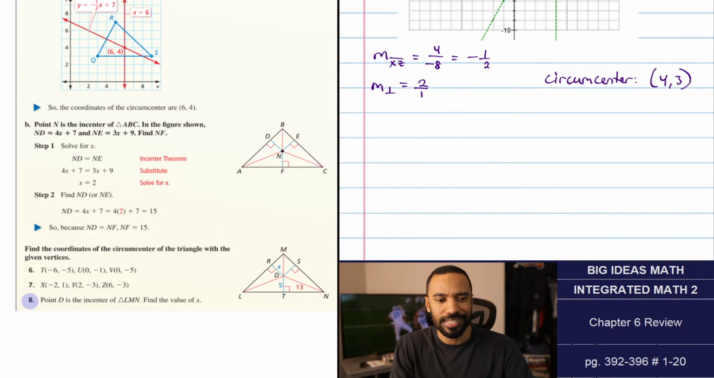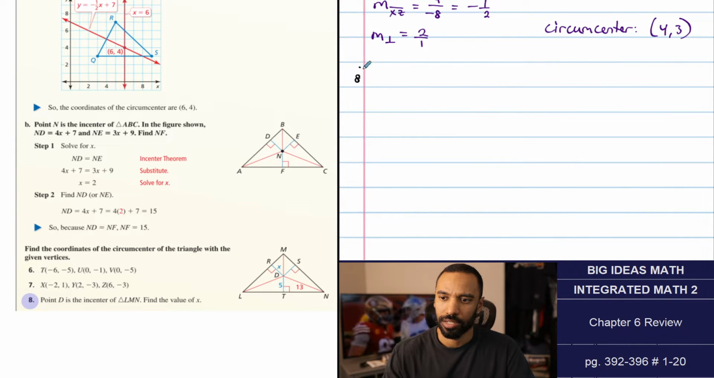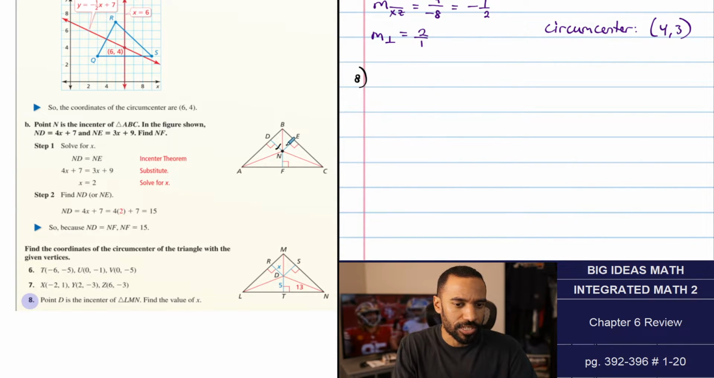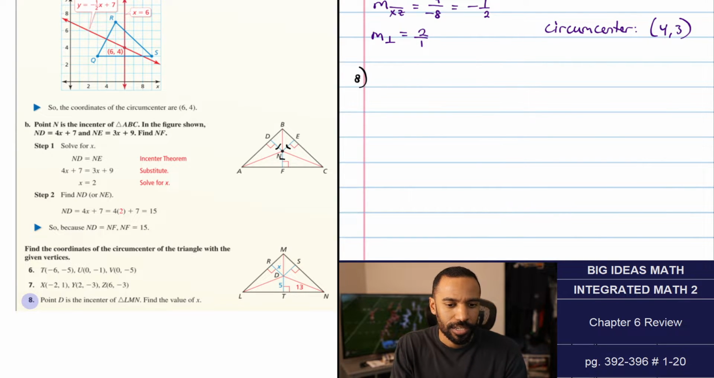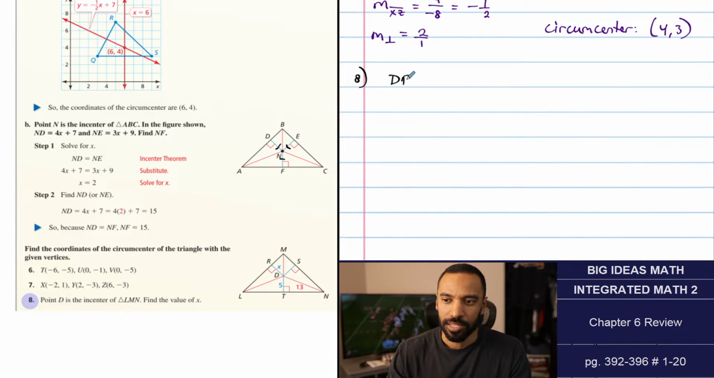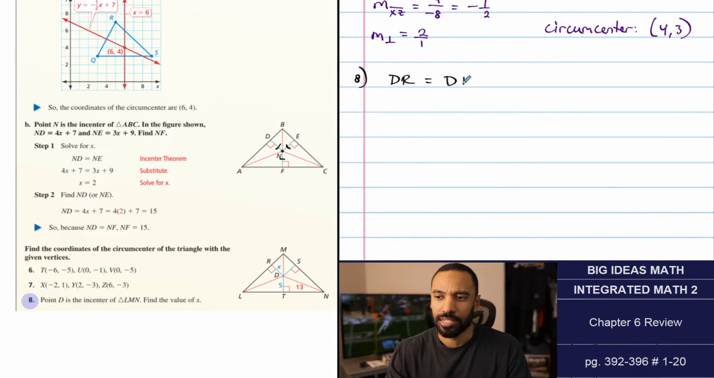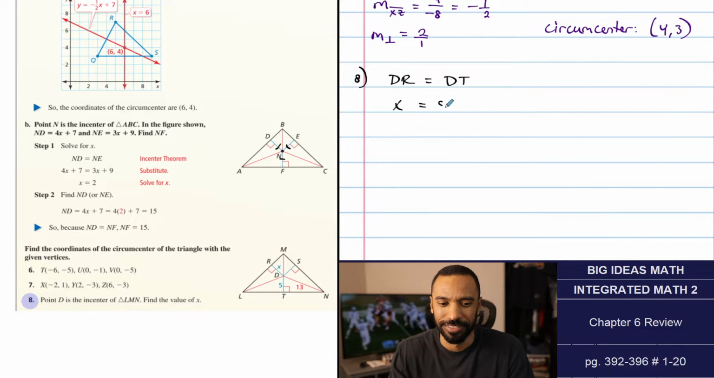Number 8, point D is the incenter of triangle LMN. Find the value of X. So we just saw incenter before with the thing above. That makes all these distances the same, as opposed to circumcenter where it's equidistant from the vertices. This is equidistant from the sides. They said find the value of X. Our DR is, well, X. DR is going to be equal to DT. This is kind of the angle bisector theorem in a way. DT here. And therefore, X is 5.